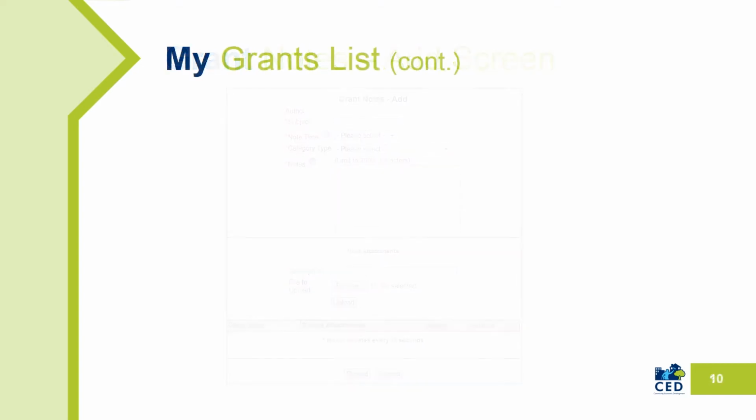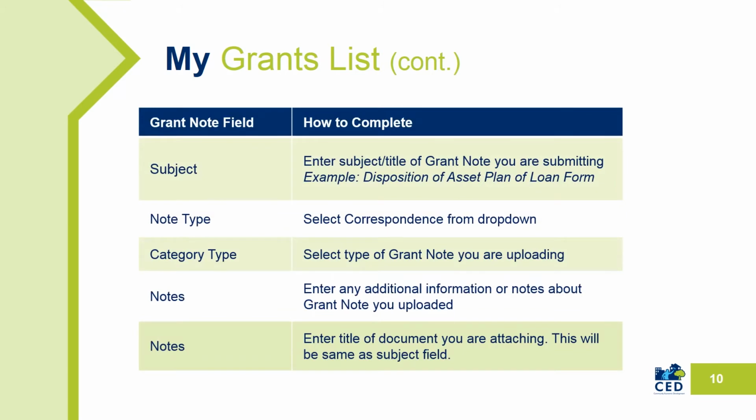First is the Subject field. This is where you will enter the subject or title of your grant note. You will want to make the subject something clear and concise that describes the document you are uploading. For example, if you are using CED funds to make a loan and are uploading the Disposition of Asset Plan of Loan form, you should make the subject of the grant note Disposition of Asset Plan of Loan form.